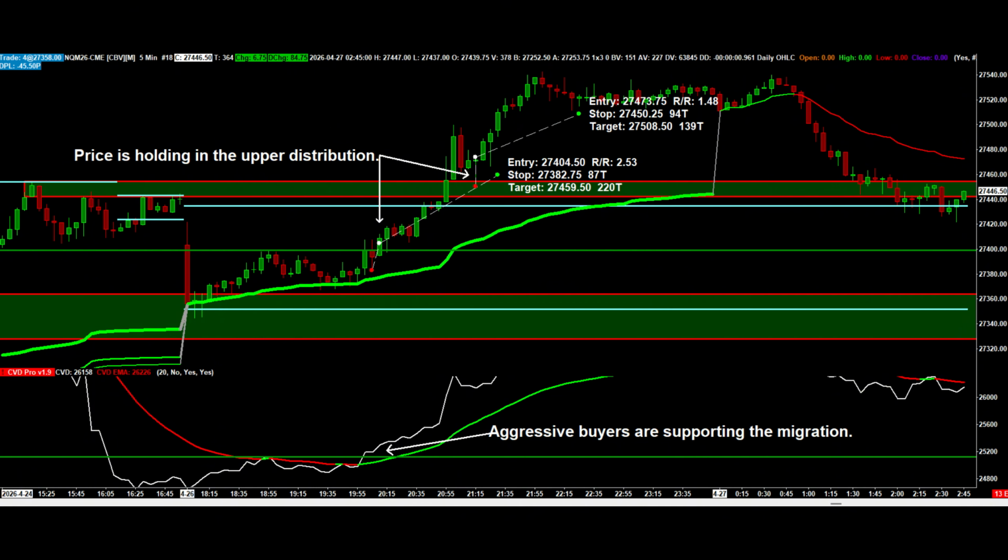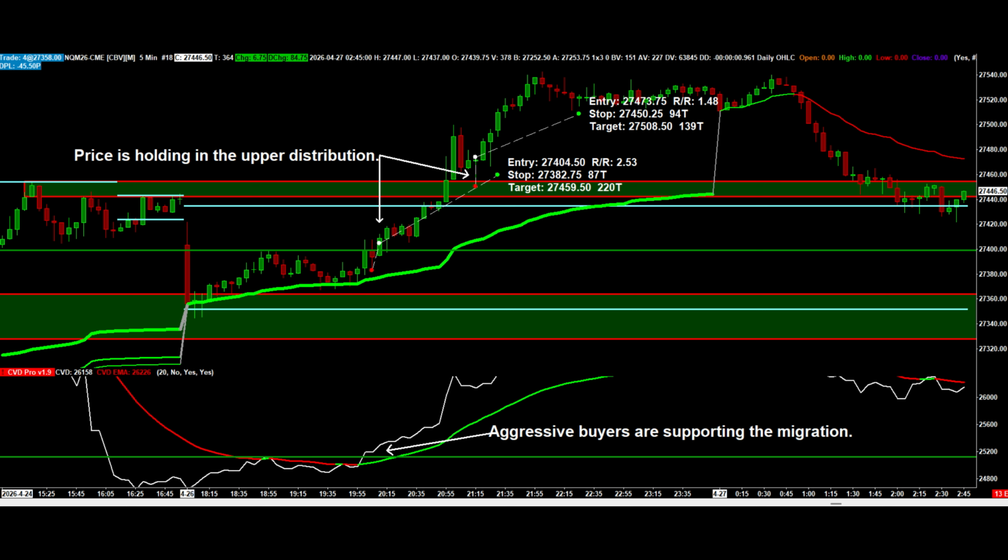Example 1. Long setup after a higher value migration. Let's start with a bullish example. The SMF value migration study begins showing value shifting higher. Price is no longer simply pushing above value and snapping back. Instead, the auction starts spending time above the prior value area. Rotations begin holding in the upper distribution. The market is not just moving higher, it is beginning to accept higher. That is an important distinction.